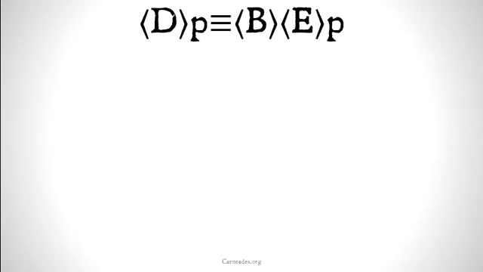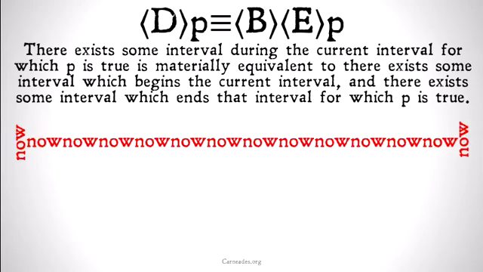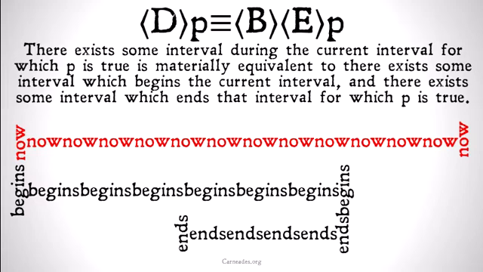Hopefully that makes sense. Now, there exists some interval during the current interval for which P is true is materially equivalent to there exists some interval which begins the current interval, and there exists some interval which ends that interval for which P is true. So we have our current interval now. There exists some interval which begins that current interval, and there exists some other interval which ends not the current interval, but the interval we were just talking about that begins now, for which P is true.